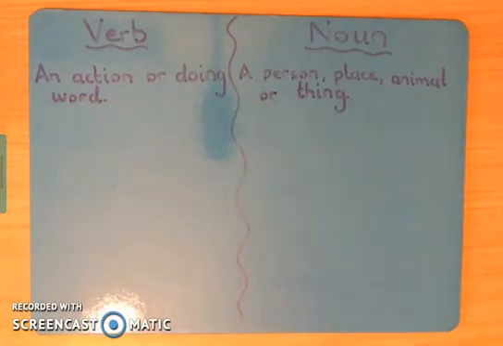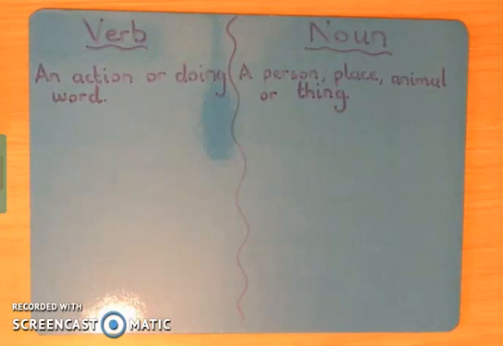A verb is an action or a doing word. I usually think of a verb as being a word that involves moving. So running, walking, jumping, or doing something. So writing, reading, watching. They are all verbs. What are you doing right now? You might be sitting and watching. So those are verbs. Then we have our nouns.